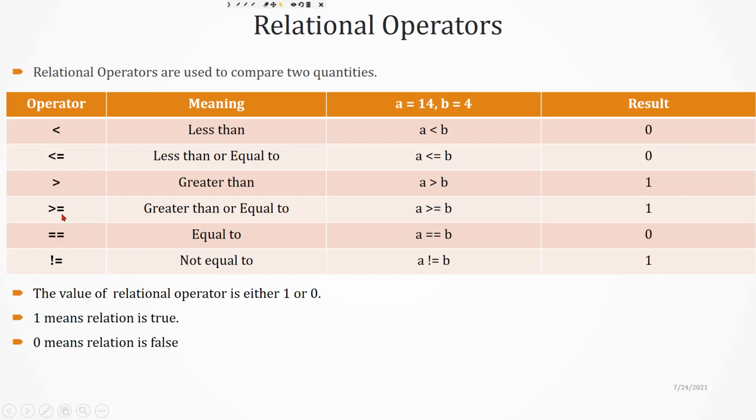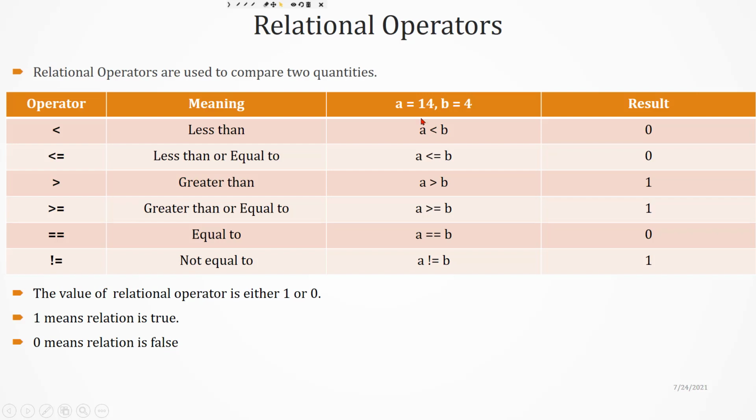Similarly, greater than or equal to. Equal to means we are comparing whether two quantities are equal or not. Not equal to is denoted by an exclamation mark followed by equal to. The next point is very important: the value of a relational operator is either 1 or 0. 1 means the relation is true, 0 means the relation is false.